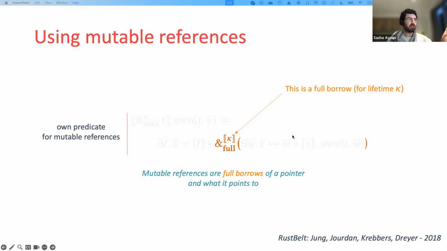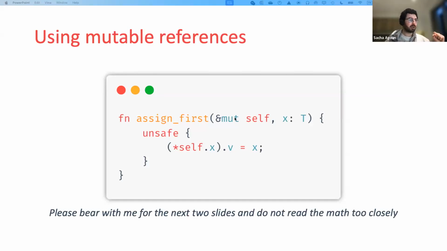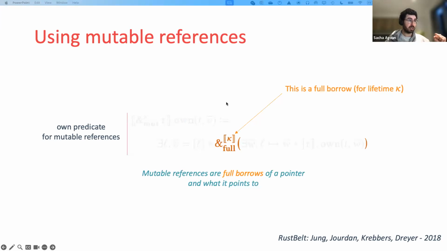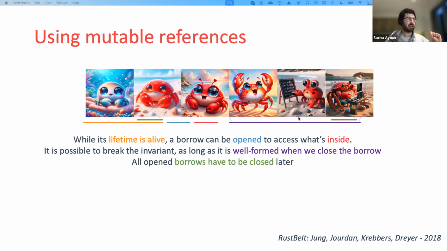Please bear with me, don't look at the math, but basically when you're talking about a mutable reference, now we need to talk about the ownership predicates, the ownable thing for the mutable reference, and it involves this horrifying thing called a full borrow, according to RustBelt. And I'm not going to go into details too much about what it does, but there's this even more horrifying thing written on the slide that I'm going to hide behind cute crabs so that we don't have to look at it.